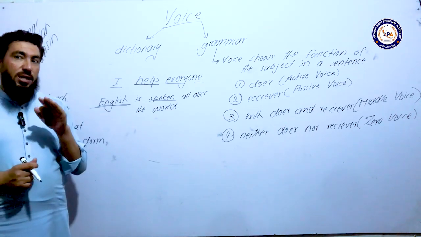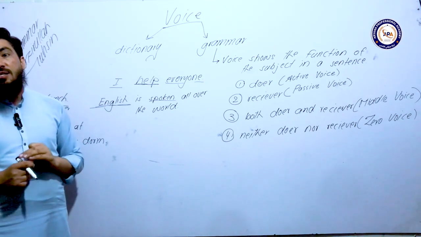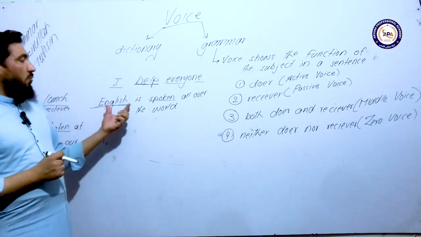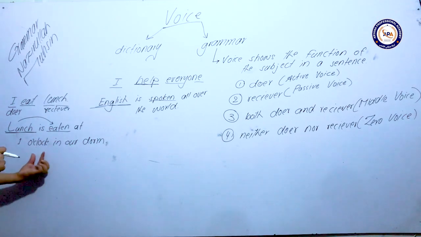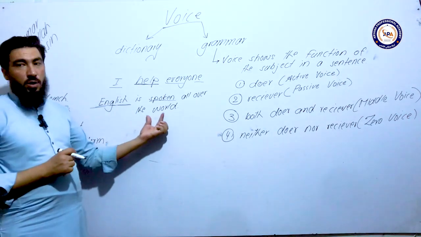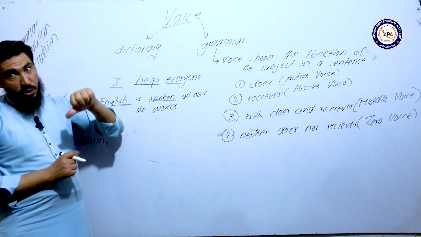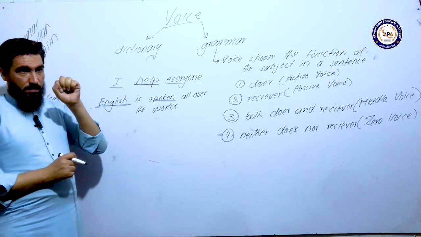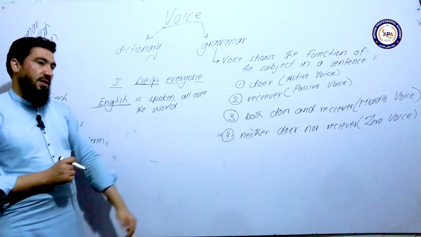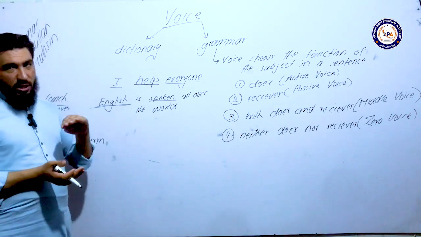Now in this sentence, English is the subject, but not the doer; it is the receiver of the action. When the subject is the receiver, this is called passive voice. Lunch is eaten at 1 o'clock in our dorm. This is passive voice. English is spoken all over the world. This is passive voice, because the subject is not the doer but the receiver, the action works on the object. Is it clear?